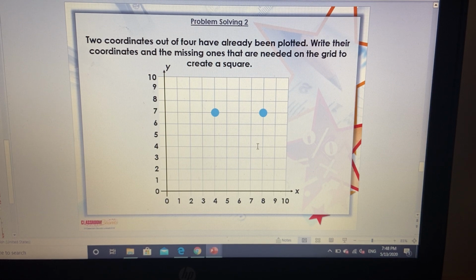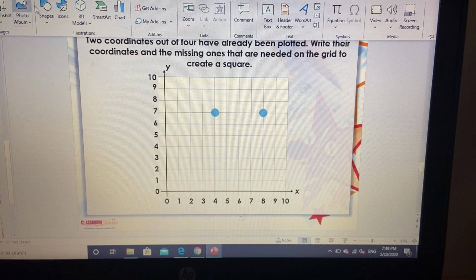So I know I've got 4, 7. I know I've got 8, 7. Okay, and I know they are 1, 2, 3, 4 squares apart. So we know a square, all the sides are the same length. So I know I can count down 1, 2, 3, 4. So this should be 4, 3 should be where my first point is, and my last coordinate, if we go along, should be 8, 3.